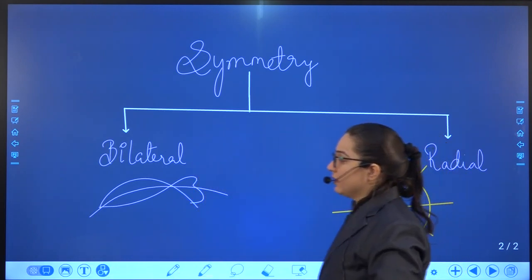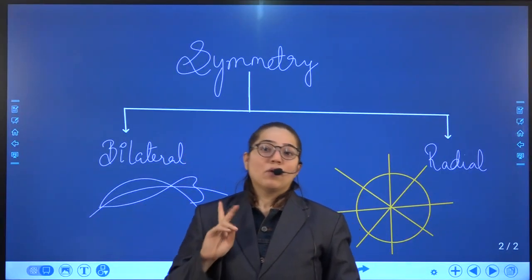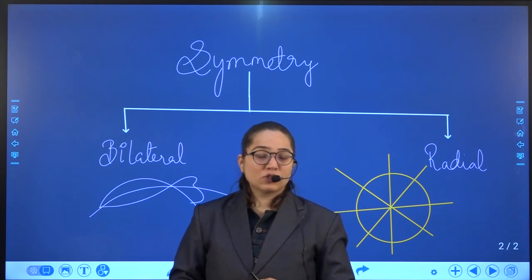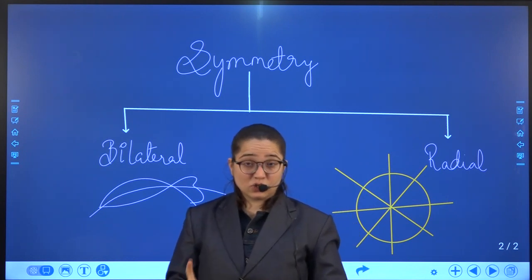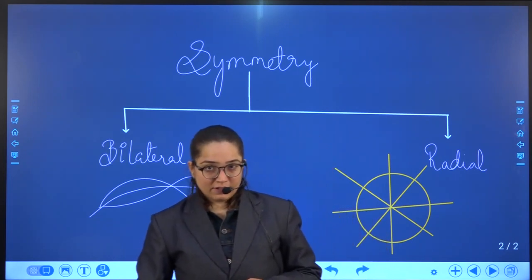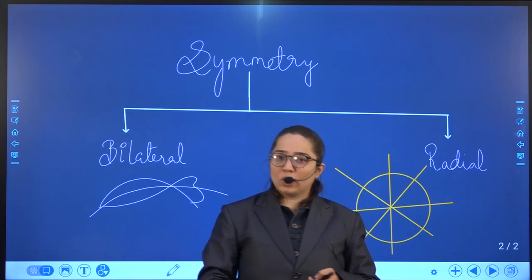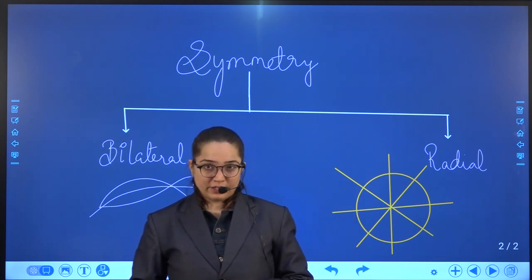That is about the symmetry. I hope you are clear with the content of symmetry. What is the very first part that we discussed? The very first thing that we discussed was about the cellular level system, tissue level system, and the organ level system, the three parts in which the system is divided.